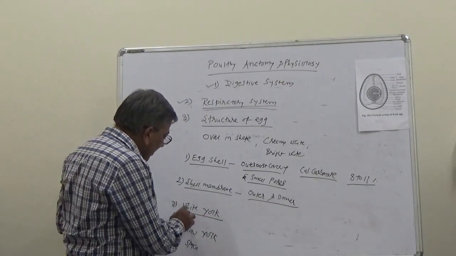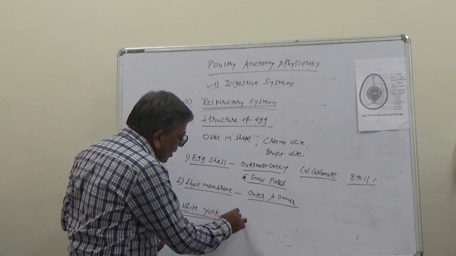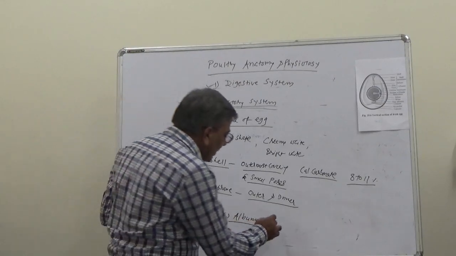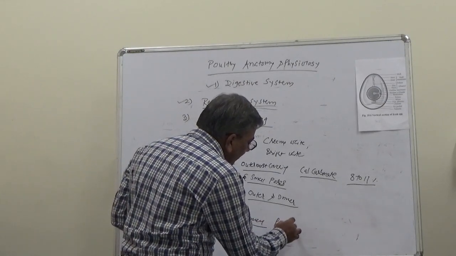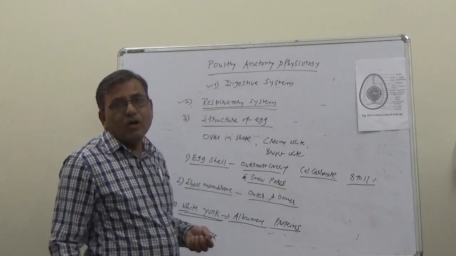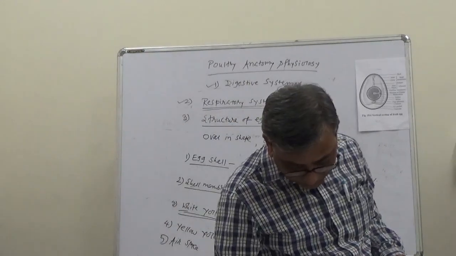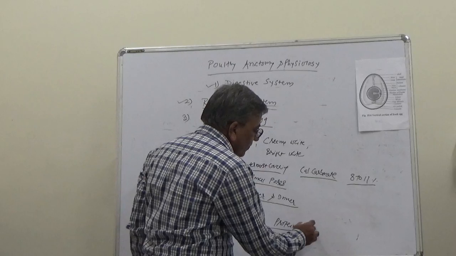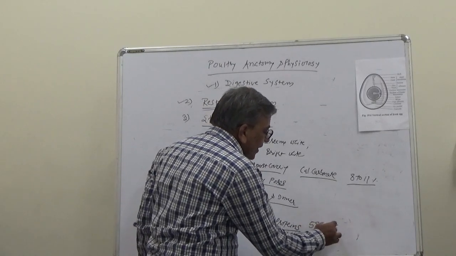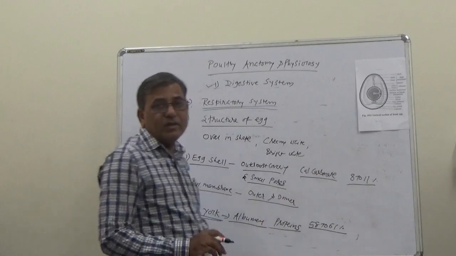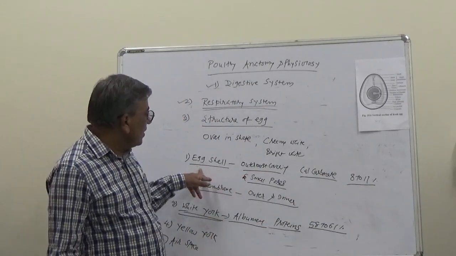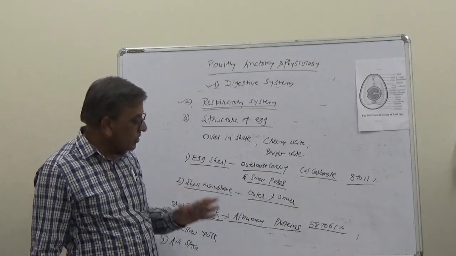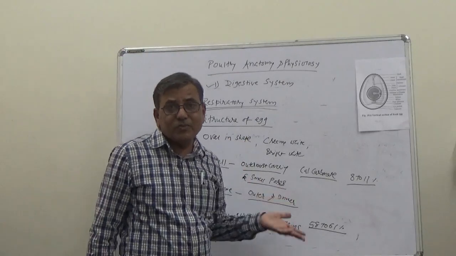Then these shell membranes are followed by white yolk. It is also called albumin. It is rich in proteins. It is the major part of poultry egg. It is 58 to 61% of total egg. Eggshell is 8 to 11% of total egg, whereas white yolk forms 58 to 61% of the total egg.